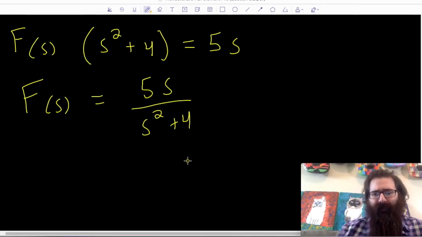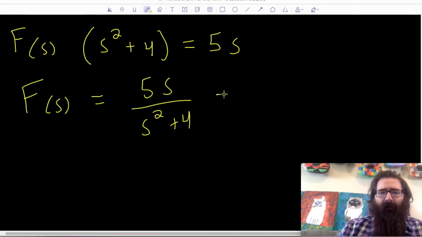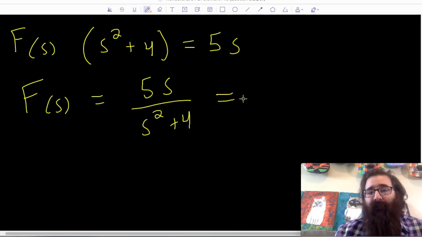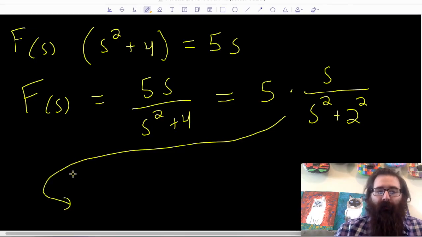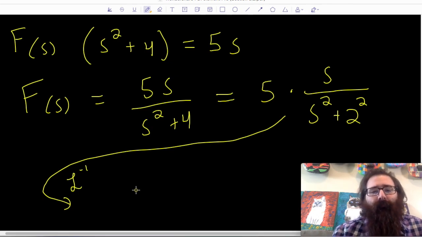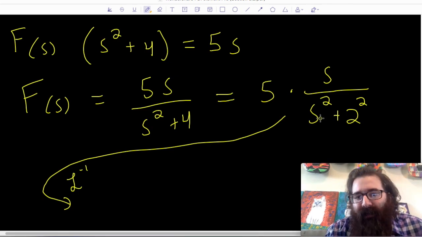So here's what I'm going to do. I'm going to take this, I'm going to rewrite it ever so slightly, because I've seen a lot of Laplace transformations. Maybe we're still getting comfortable with them, but I think I've seen this one before. I'm going to bring the 5 out times, now I have s over s squared plus 4, but here I'm going to think of 4 like 2 squared. Now the 5 is just a coefficient, so that really shouldn't be what I'm focusing on too much when I'm thinking about the inverse Laplace transformation. But I'm sort of looking at this s over s squared plus 2 squared.